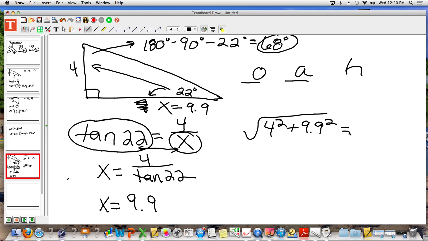So 4.4 squared plus 9.9 squared. Help me out. What do you get? 10.7. So our hypotenuse is 10.7 units. You're going to be expected to do all of this. Okay? I want to give you one more example, then I'm done talking. We're going to have plenty of time to work today.